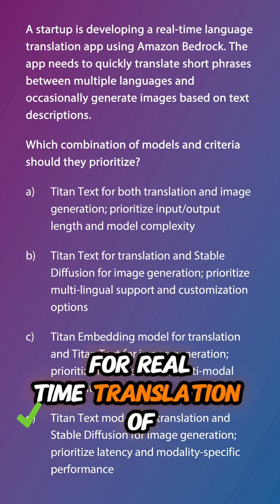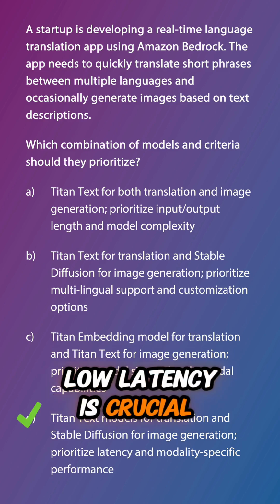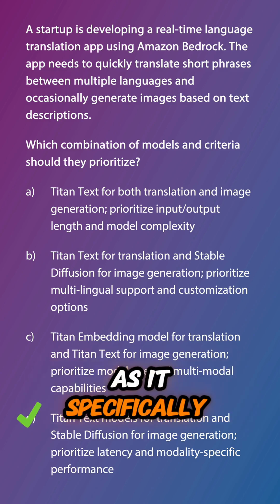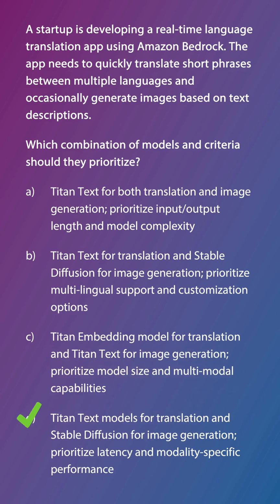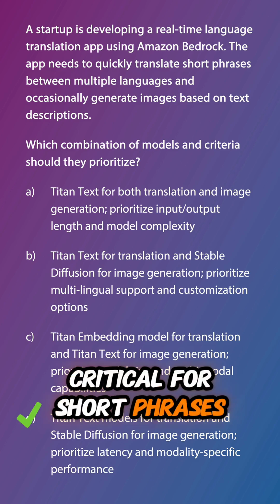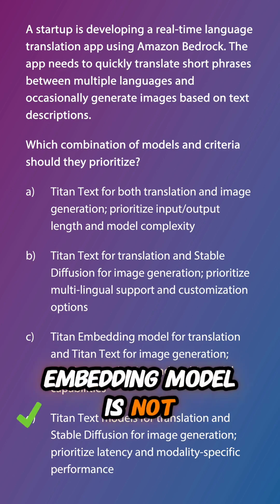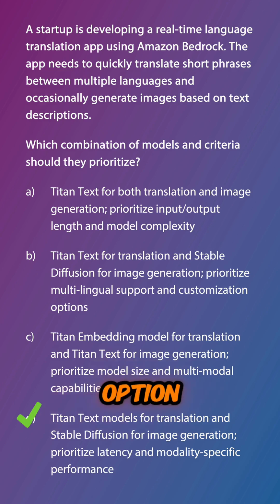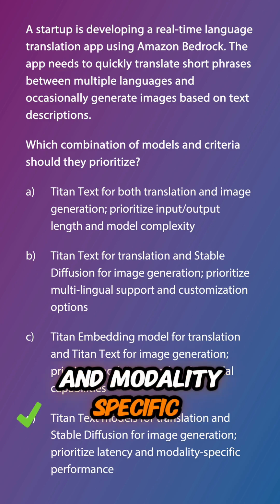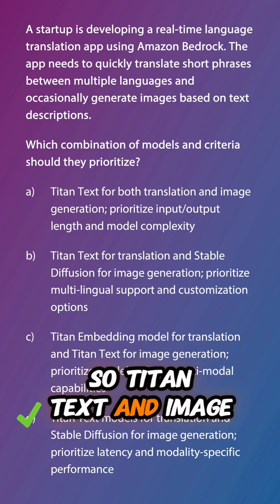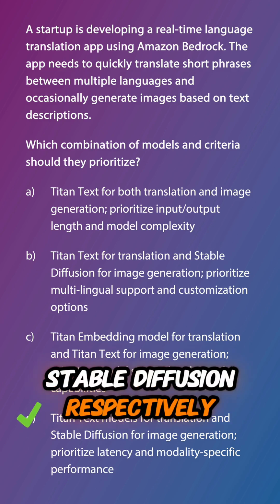For real-time translation of short phrases, low latency is crucial, and Titan Text models are optimized for quick inference, making them suitable for this task. Stable Diffusion is the appropriate choice for occasional image generation, as it's specifically designed for this modality. Input-output length is less critical for short phrases, so it's not a top priority in this scenario. The Titan Embeddings model is not designed for direct translation tasks, making that option incorrect. And modality-specific performance is important here, using models optimized for text, so Titan Text, and image generation, Stable Diffusion, respectively.